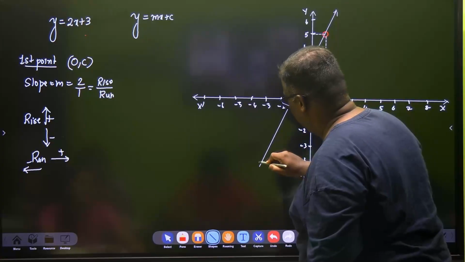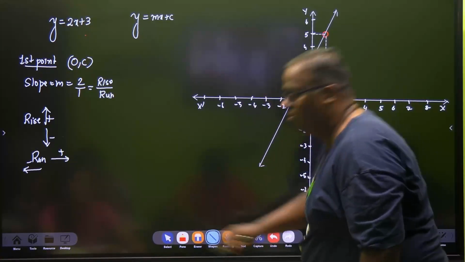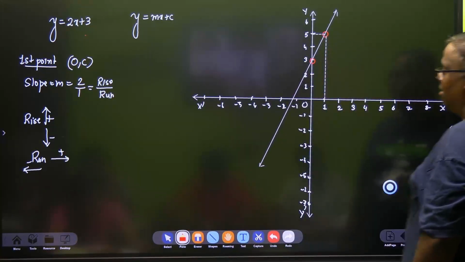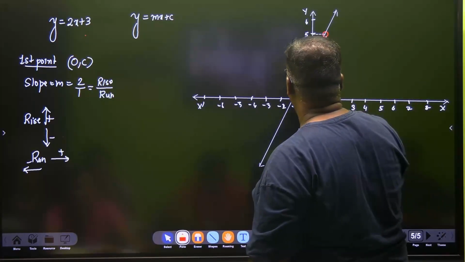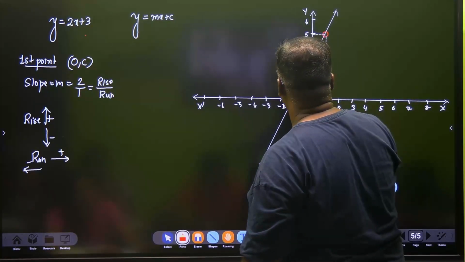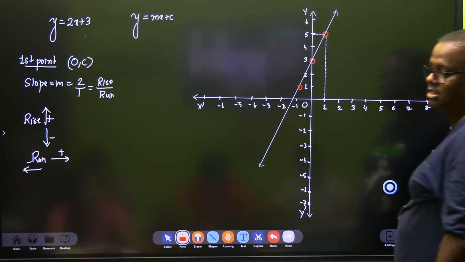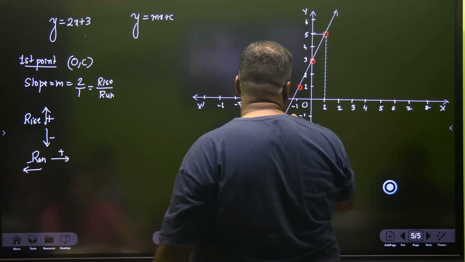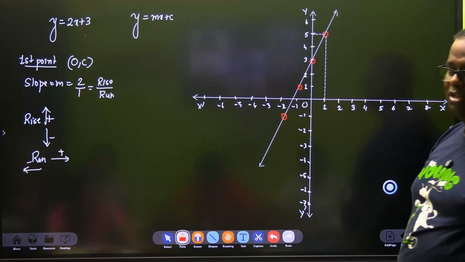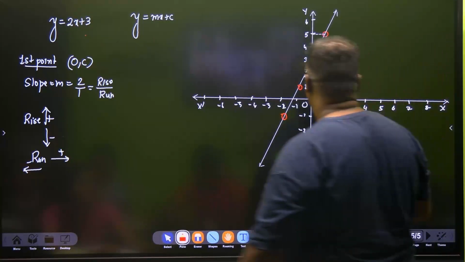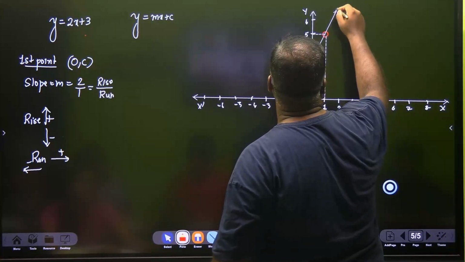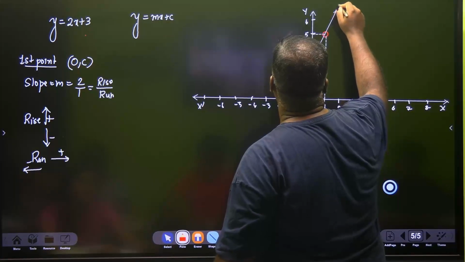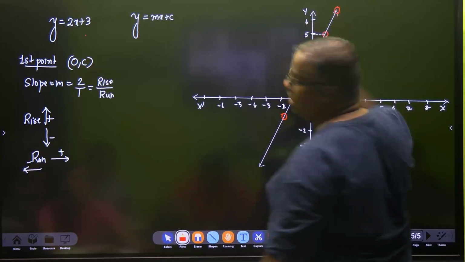This is 1 and this is 1. Now tell me the points. -1 on x and 1. -1, 1 means the point is here. It is lying. Next, -2, -1. 100% they will lie. Look, 2 and 7, 6, 7 somewhere here. Agreed? 2 and 7, 2 and 7.